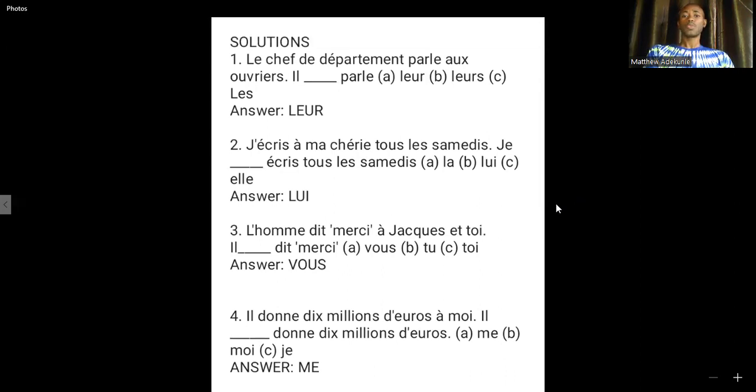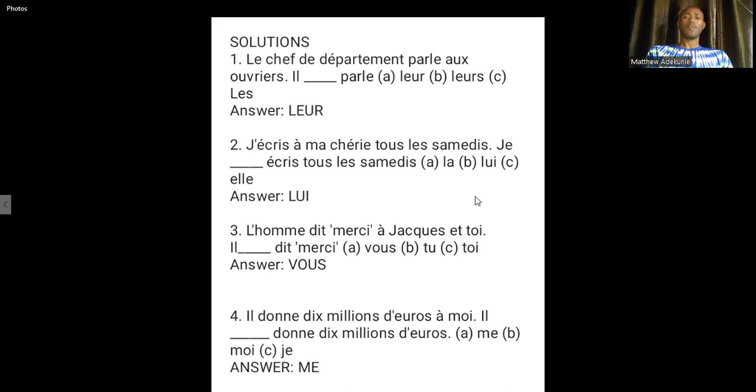the first one, le chef de département parle aux ouvriers. All right, the HOD, or the chief, is talking to the workers. The HOD, the head of department, is speaking to the workers. So how do we change it to is speaking to them? And don't forget that workers here are not a direct object, they are an indirect object. Why? Because there is the preposition à in between parle and workers, right? So, il leur parle is speaking to them.